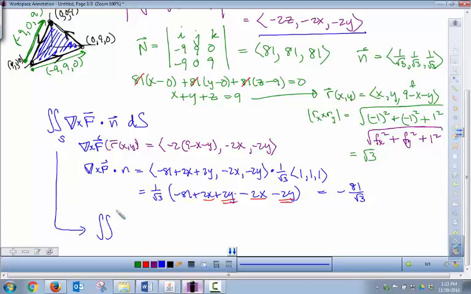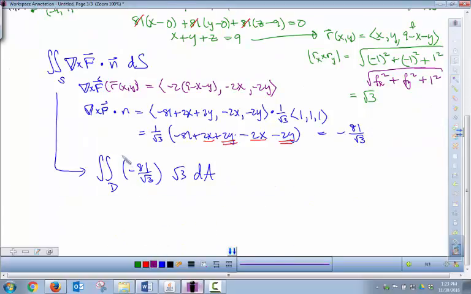So this is going to be the integral. Oh, I need to figure out my region. Let's talk about that after I set this up. Of negative 81 over square root of 3 times square root of 3 times dA. So this is your curl dotted with a normal vector, and this is your dS.